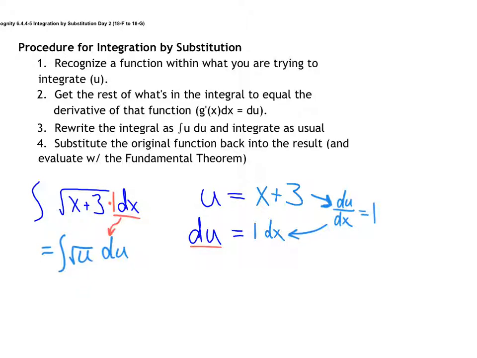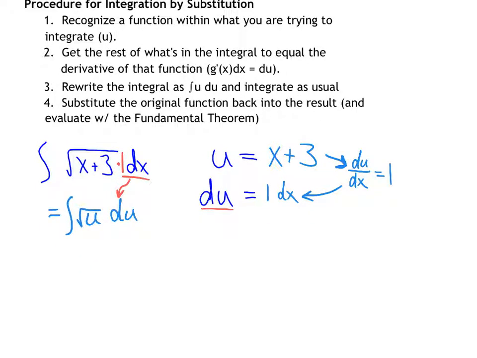What's the antiderivative of something to the 1/2 power? 2/3 u to the 3 halves. Did our problem ask us for a derivative in terms of u, though? No, we wanted the derivative with respect to x, so we plug back in the x plus 3. So it's 2/3 x plus 3 to the 3 halves, and now we'll throw on the plus c.